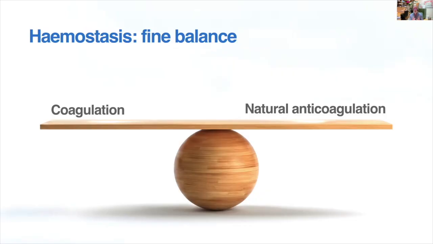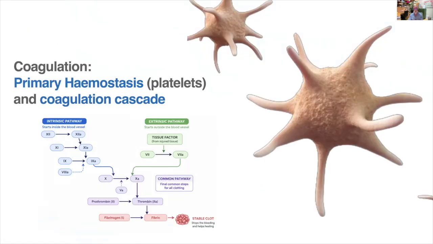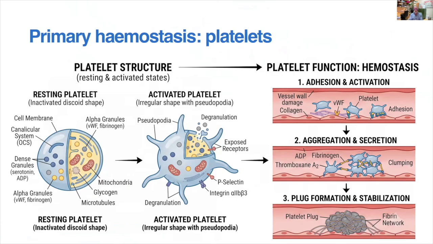So hemostasis is a fine balance between coagulation and anticoagulation. We don't want to bleed to death, but you also need natural anticoagulation. You don't want to clot to death either. And it depends on two major things. One is platelets for the primary hemostasis, and then you've got the clotting cascade, which I'll take you through now.